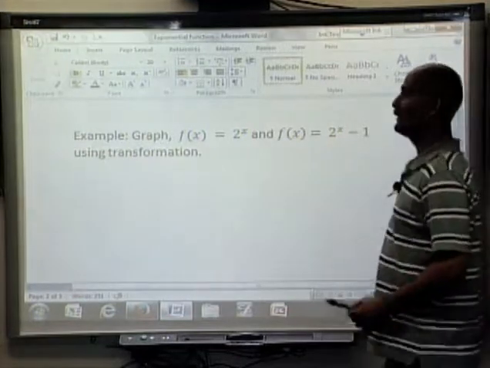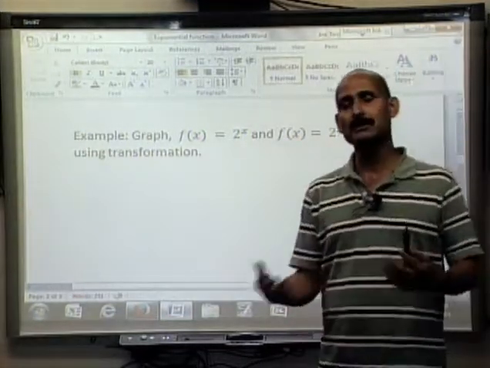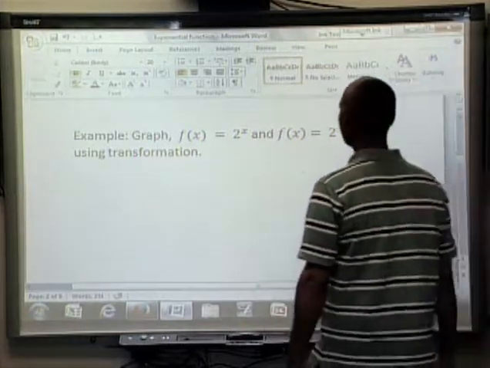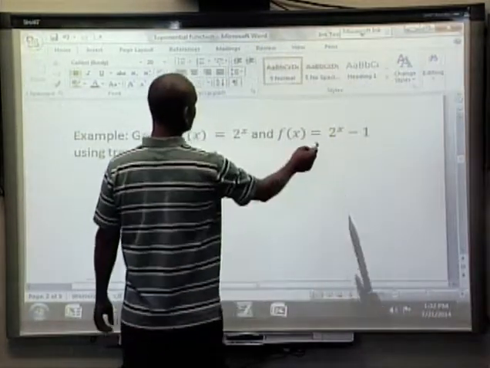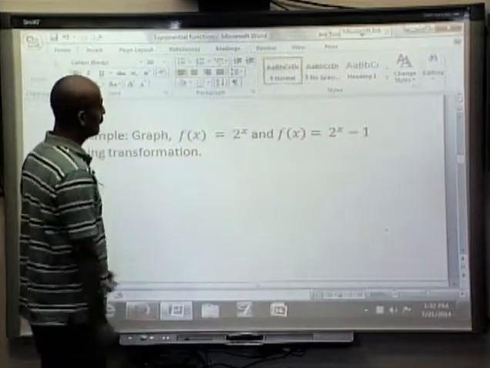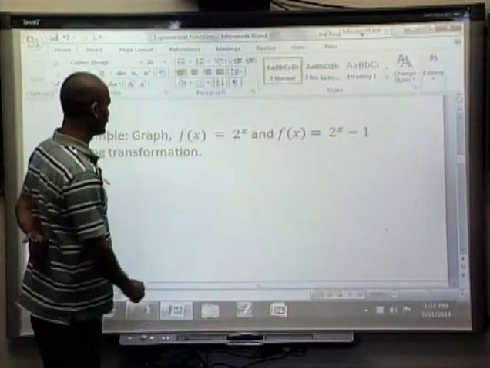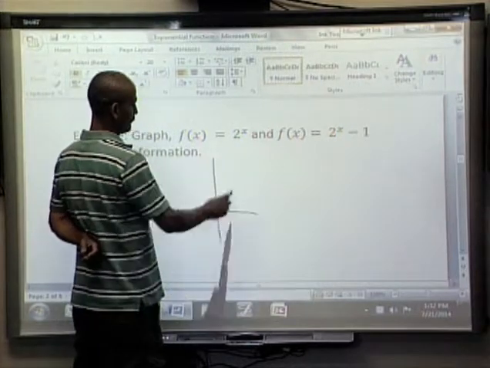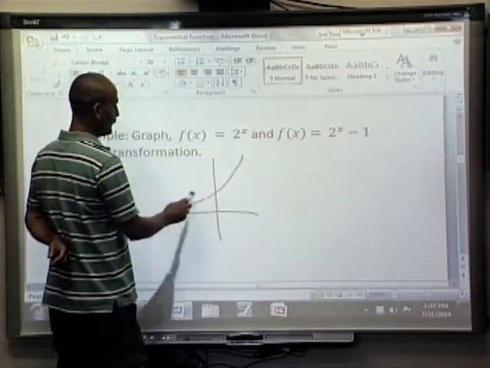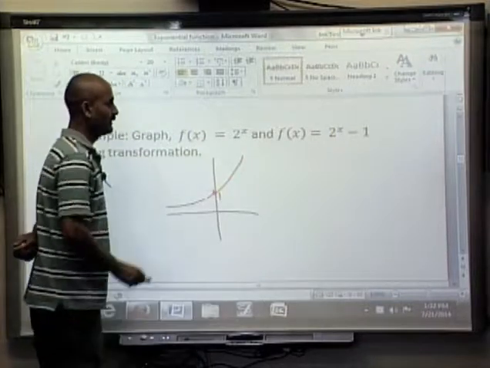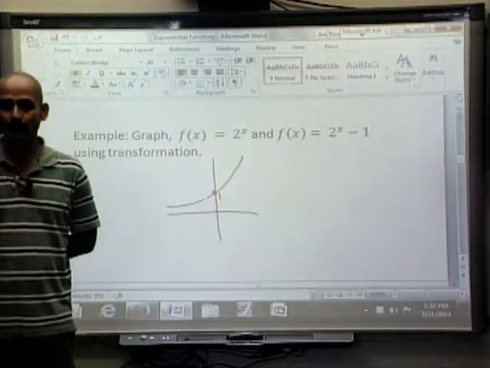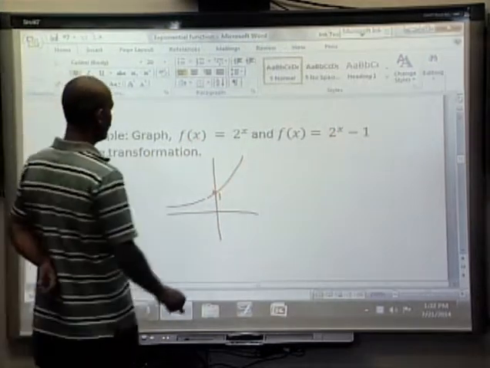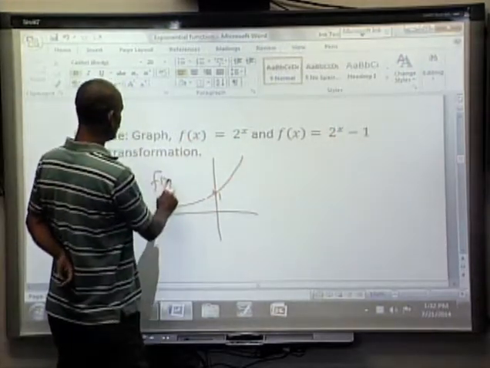Well, several exponential functions can be graphed using the notion of transformation. So, if we want to graph, let us say, 2 to the x minus 1, by knowing the graph of 2 to the x, well, the graph of 2 to the x will look something like this. Remember, it has to go through 1, and 2 to the x means the number 2 is bigger than 1, so it is an increasing exponential function. Now, this is f of x equal to 2 to the x.